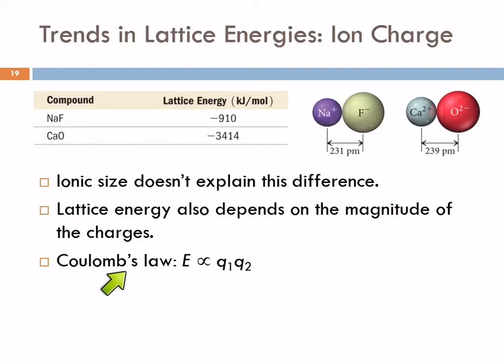And that's because the attraction energy also depends on the charges. Coulomb's law says that the energy is proportional to the charge of the first one times the charge of the second one. Well, here we have Q is +1 and Q is -1. We have +2 and -2. And so then we're expecting this to be like 4 times as large. And look at that. That is roughly 4 times as large. So lattice energy depends on magnitude of charge. Higher charges, larger lattice energy. That make sense?